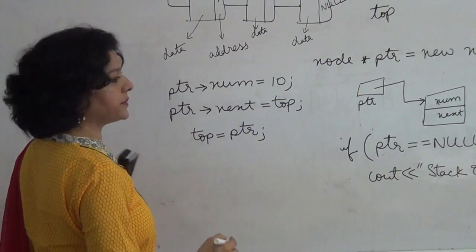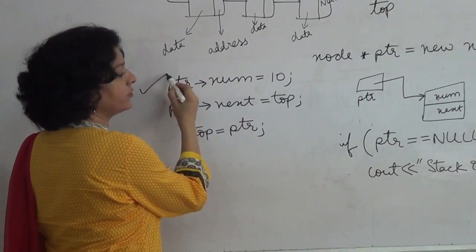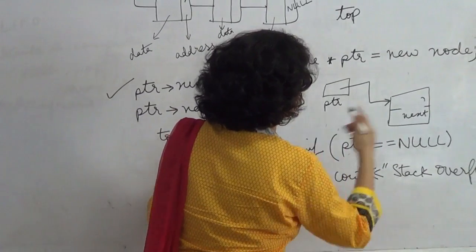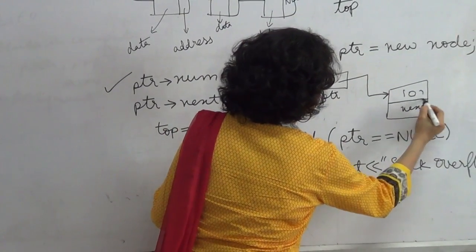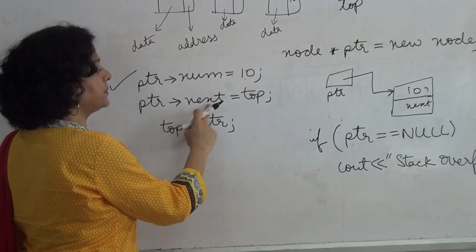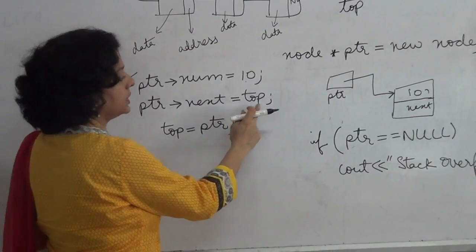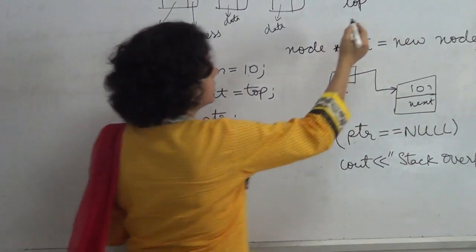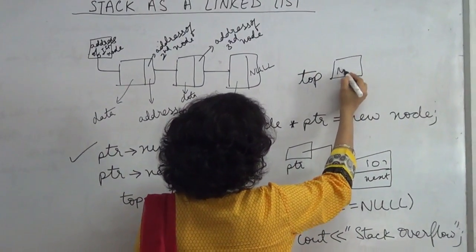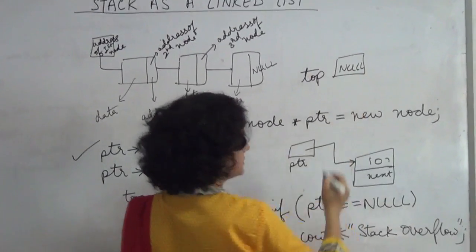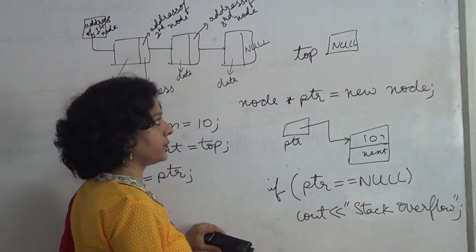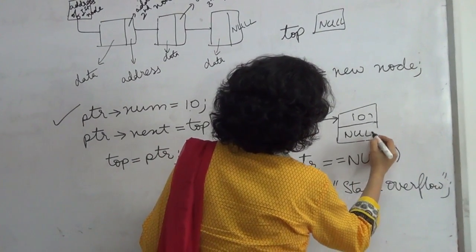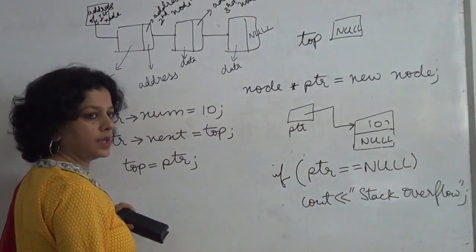See how these statements work. Now using the very first statement, the value 10 will be assigned to the num data member of ptr. And when I say ptr arrow next is equal to top, the address stored in top will be stored here. Now in the beginning, my top is null because this is the beginning of the stack and there is no element in the stack. So this will be null. It will store the value null.